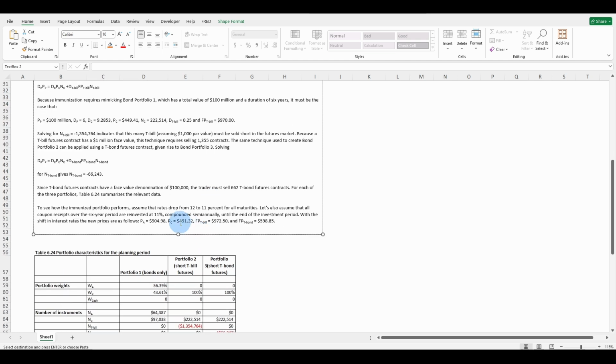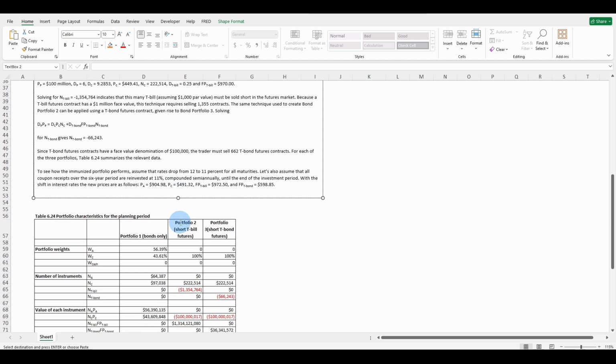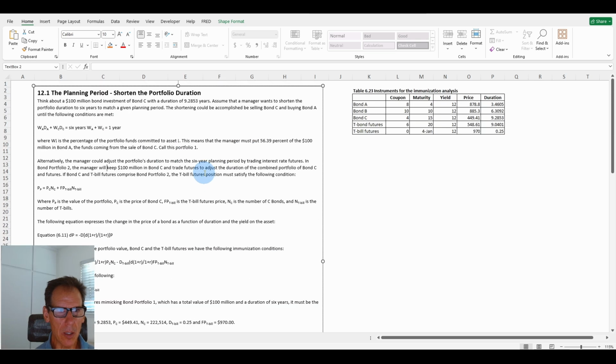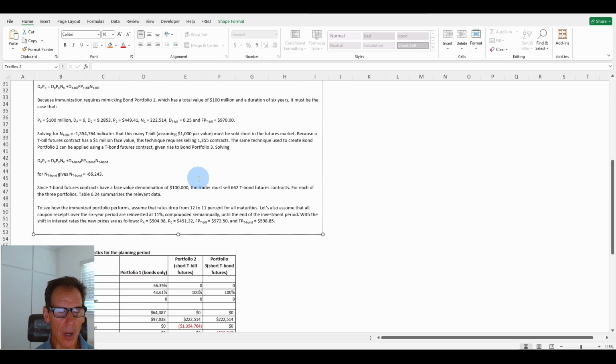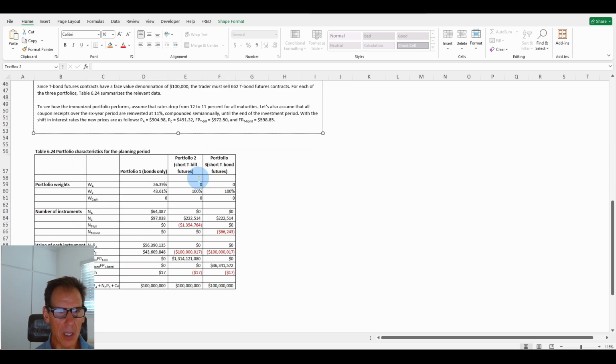Table 6.24 summarizes the relevant data. Look at the logic here. What are we trying to do? Trying to shorten the portfolio duration, trying to minimize the volatility. The mismatch is if interest rates increase and your liabilities implode on you.